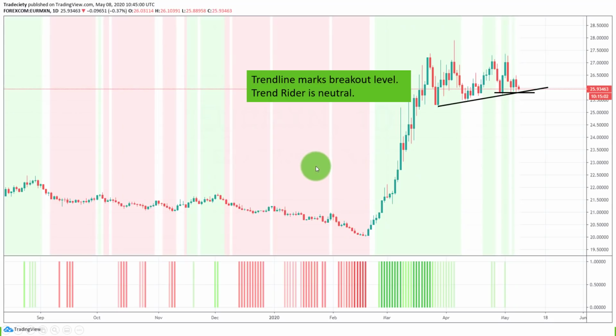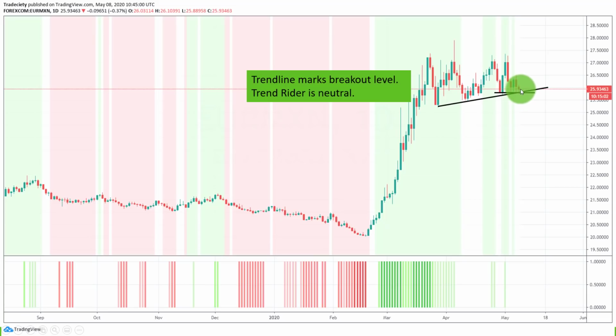We have here also another example, which I'm currently looking at, the Euro Mexican peso on the daily chart. You can see we have a triple top here at the top. We have a very nice trend line with a well-defined support area. I'm waiting for a potential breakout to the downside. The background color is already white, but it's not red yet. So we really need to wait for the breakout, and we really need to wait for the background color to turn red. And this is one of the great ways how the trend rider may help you to avoid early entries.